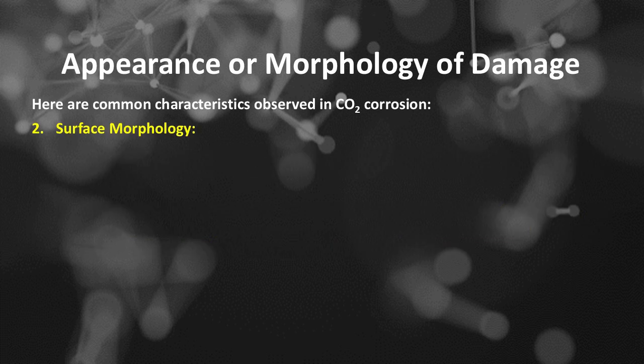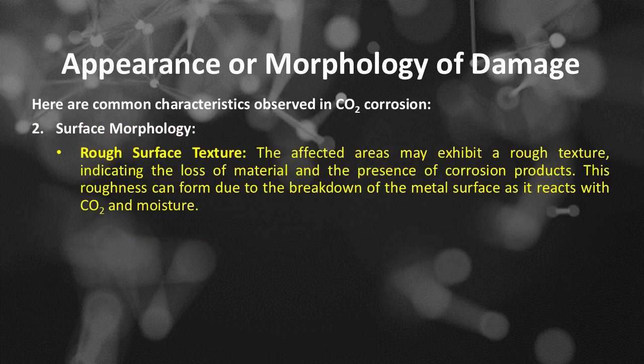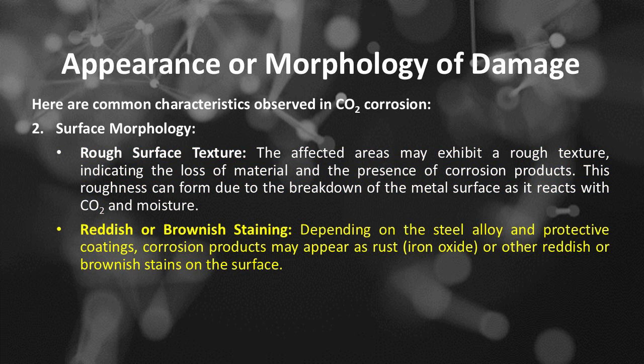Characteristic number 2 is surface morphology. Rough surface texture. The affected areas may exhibit a rough texture, indicating the loss of material and the presence of corrosion products. This roughness can form due to the breakdown of the metal surface as it reacts with CO2 and moisture. Reddish or brownish staining.